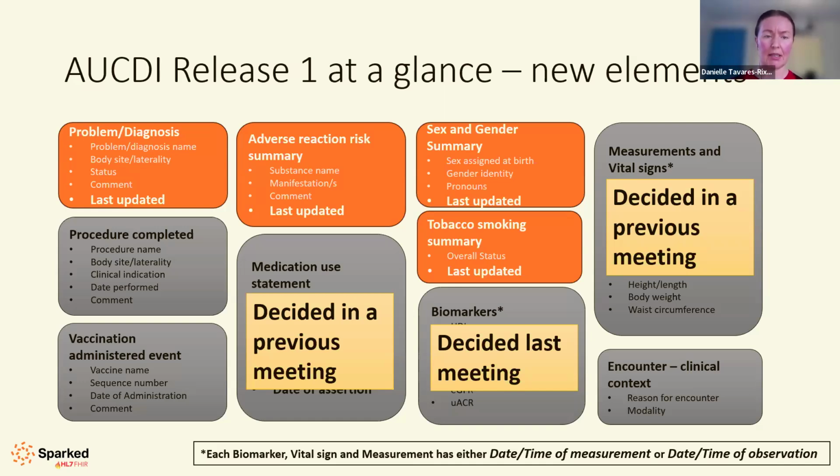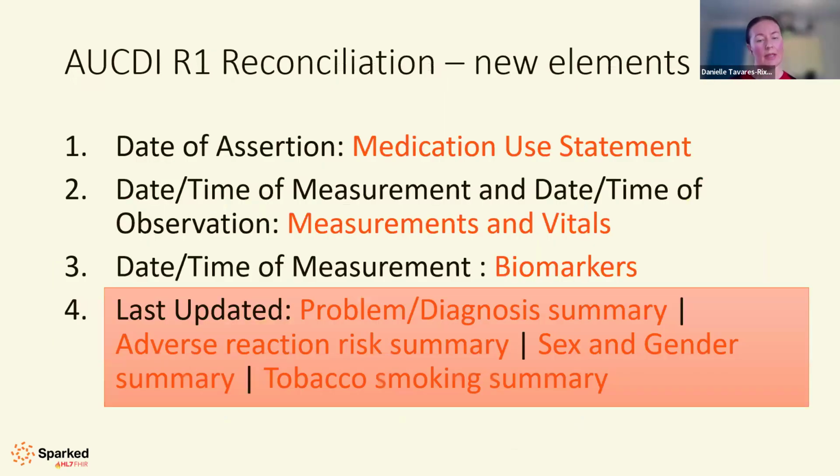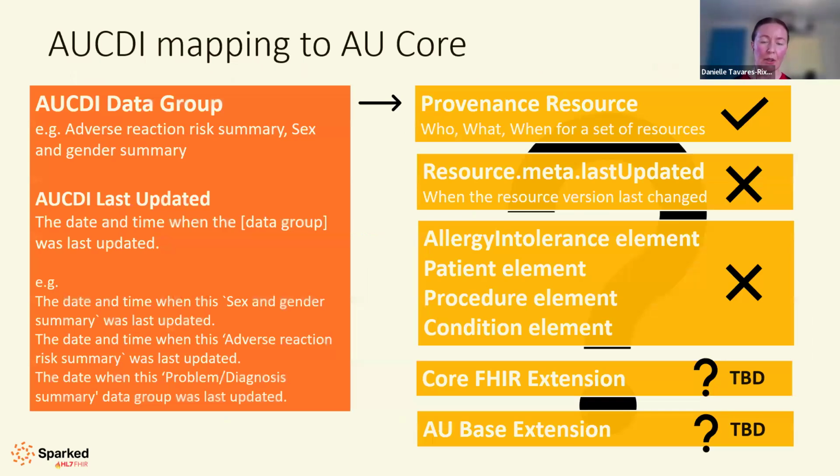So this is last updated now across problem diagnosis, adverse reaction risk summary, sex and gender summary, and tobacco smoking summary. Same thing, just in a different format. Okay, so Heather, I might actually hand over to you here to provide some of the context and the intended meaning and use behind the element last updated to lead us into this conversation.